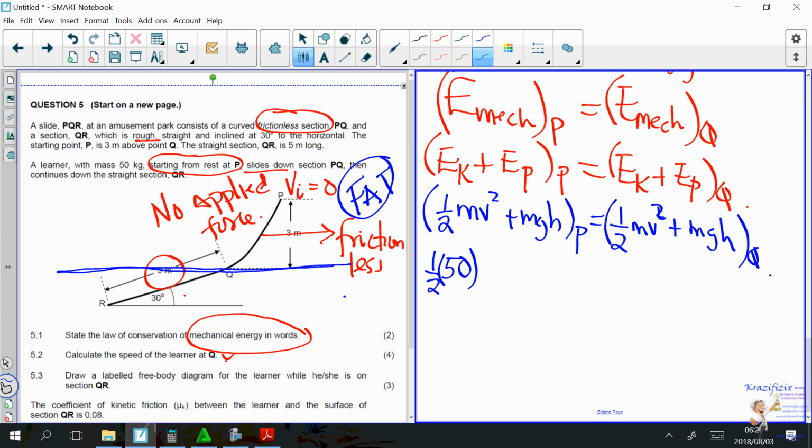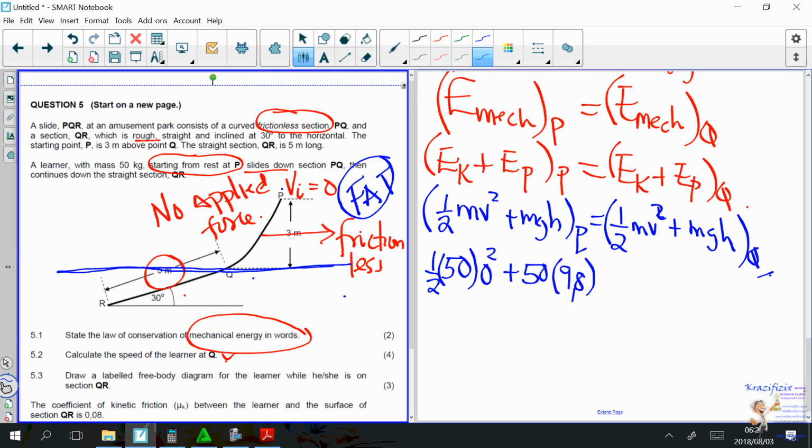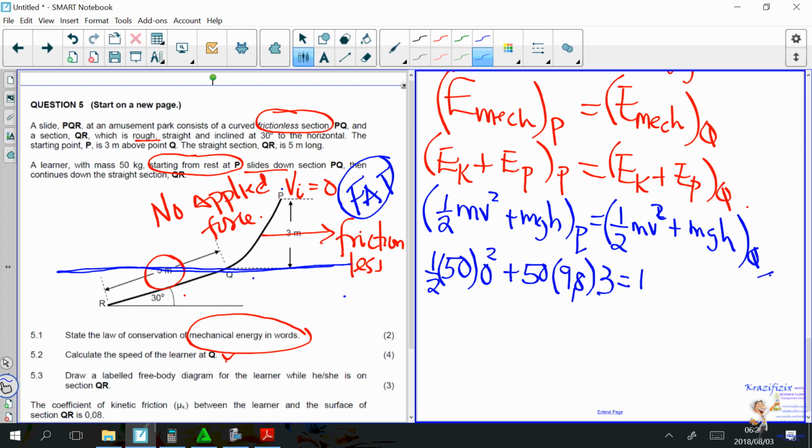Plus, now what is the mass again? 50. What is g? 9,8. Guys, we're dealing with energy here, so we don't pick direction. Energy is a scalar quantity. Now, what about h? What is the height of P? I'm dealing with P and Q. What is the height of P from Q? It's 3 meters.